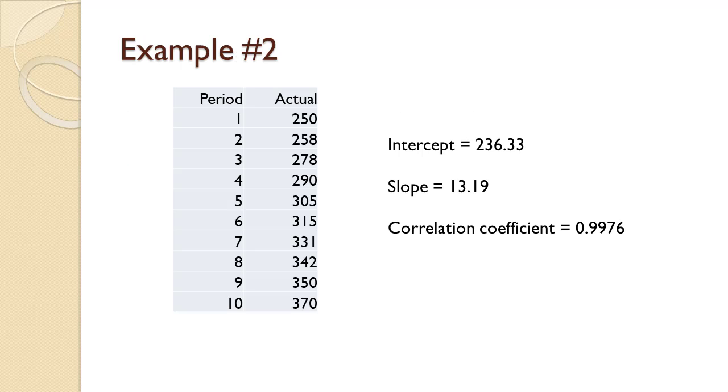For the data shown on the slide, we wish to compute a simple regression forecast. Note that the intercept is 236.33, the slope is 13.19, and the correlation coefficient is 0.9976. Also note that this is the same data we use for the trend-adjusted exponential smoothing bonus problems. The correlation coefficient of 0.9976 tells us this is an excellent forecasting model since it is very close to 1. In fact, it is even better than the last model. As we discussed before, this value is not used in the calculations themselves.